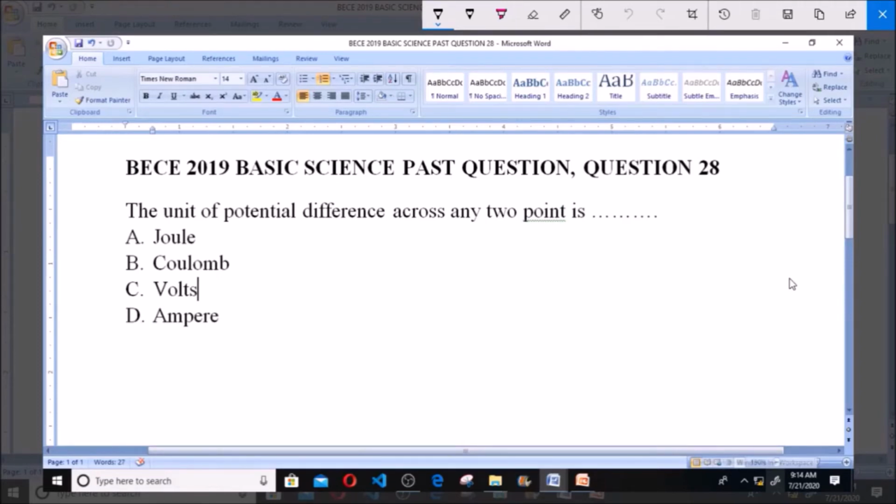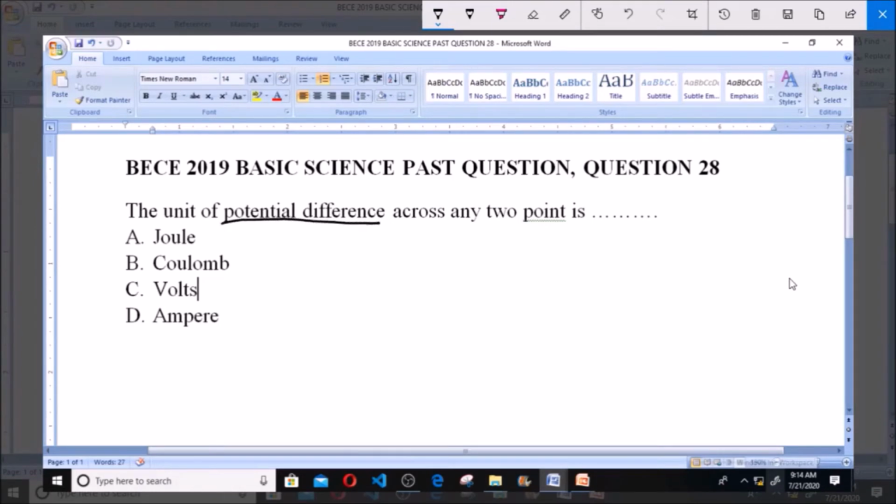The unit of potential difference across any 2 points is dash. A, joule; B, coulomb; C, volts; and D, ampere. Now, what they want us to do here is to pick out the unit of potential difference.